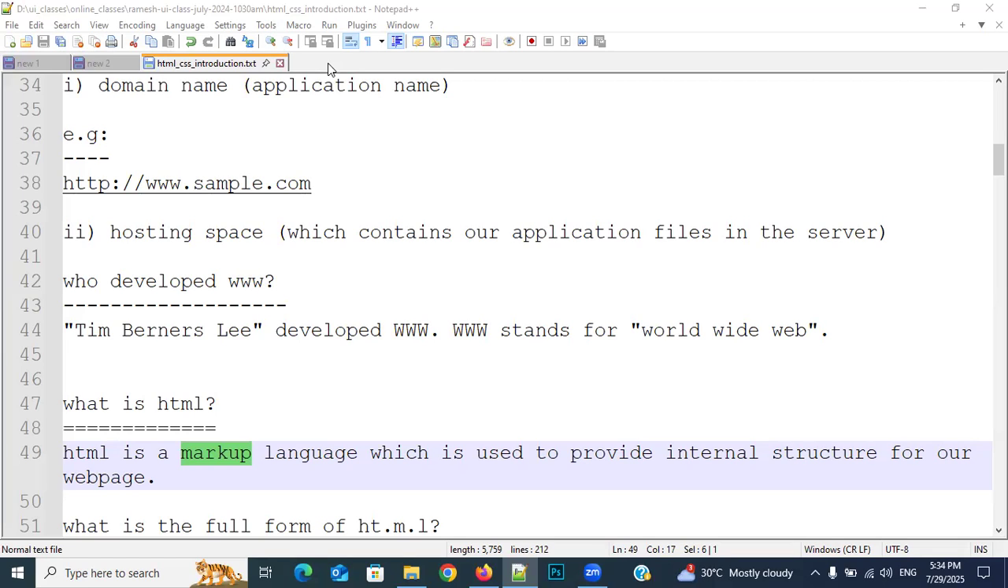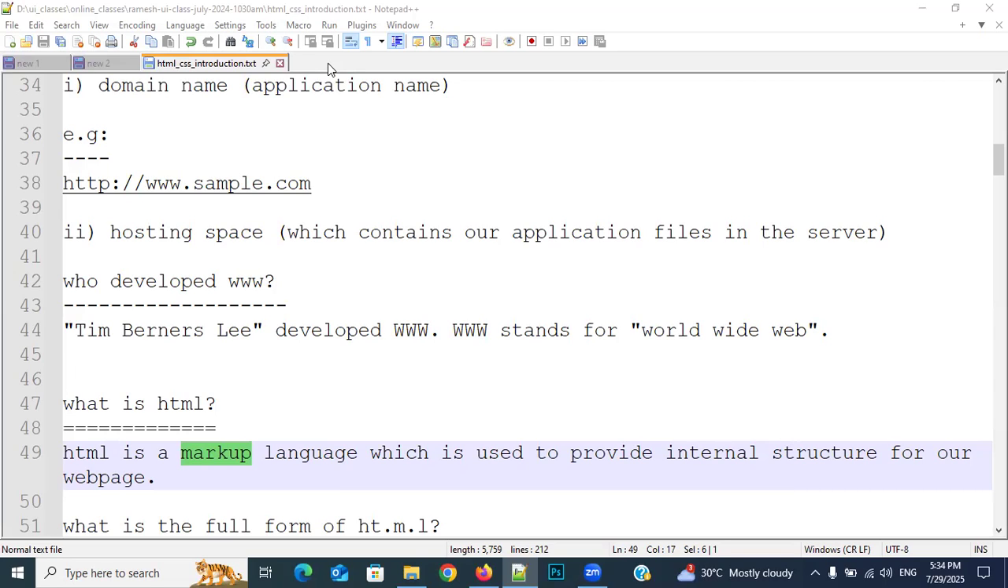Without plastering, if you paint also, that doesn't look good. So first of all, we need to do plastering. Plastering will strengthen the wall and give a particular structure to that wall. Then after all, we need to paint. So internal structure means bricks and cement. External structure means plastering; after plastering only, we need to paint. So paint and plastering both are related to external structure.